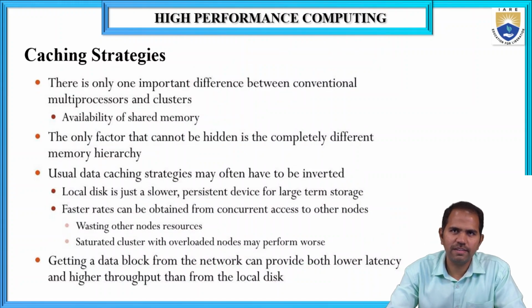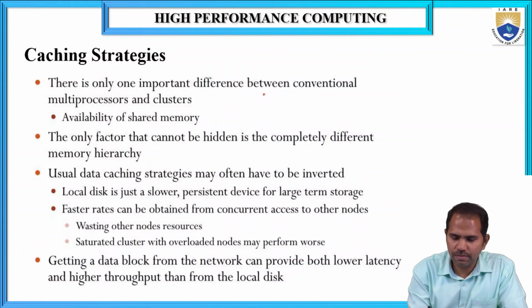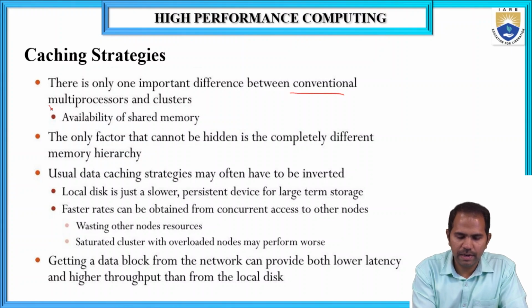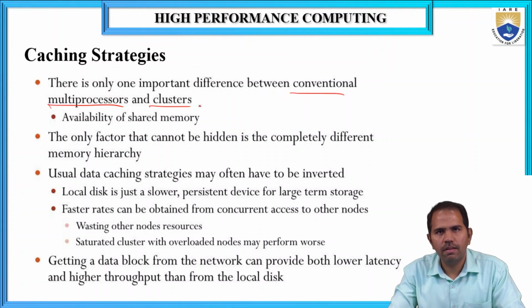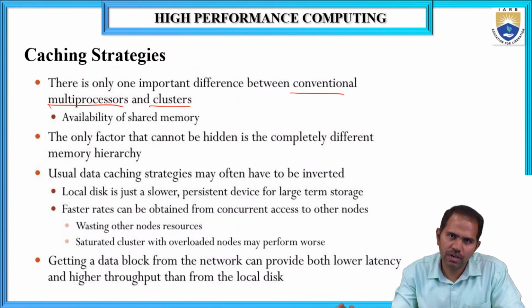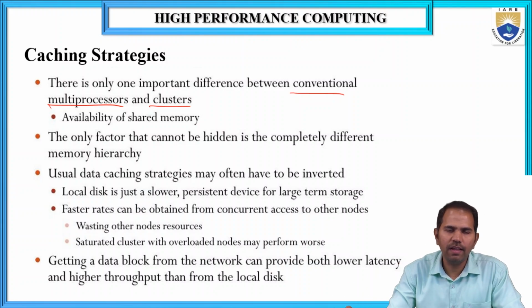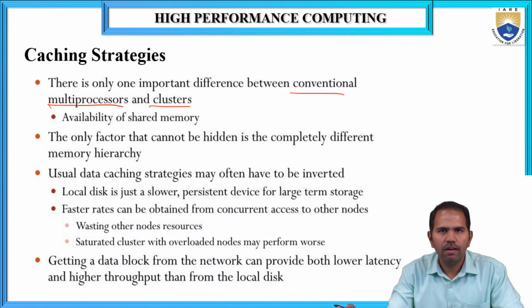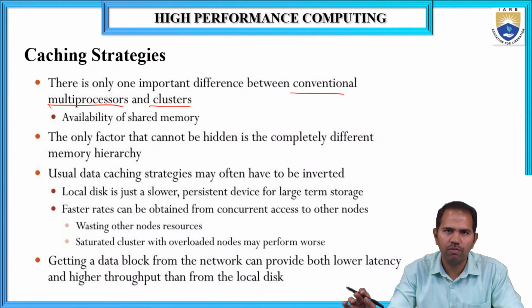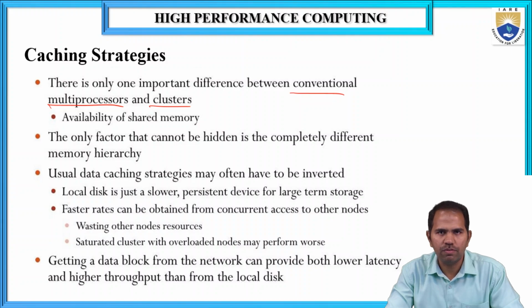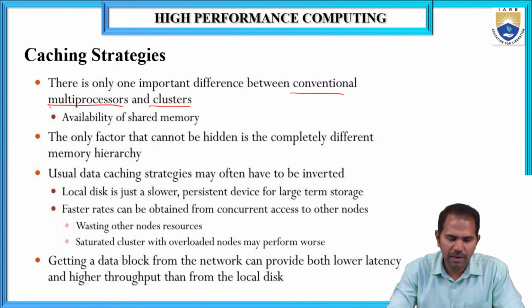The next thing is caching strategies. There is only one important difference between conventional multiprocessors and clusters, mainly in memory. What are conventional multiprocessors and clusters? A cluster has different nodes, but the whole thing is considered as a single, largest system. The group of nodes is connected, and that whole system with a large number of connected nodes is called a cluster.